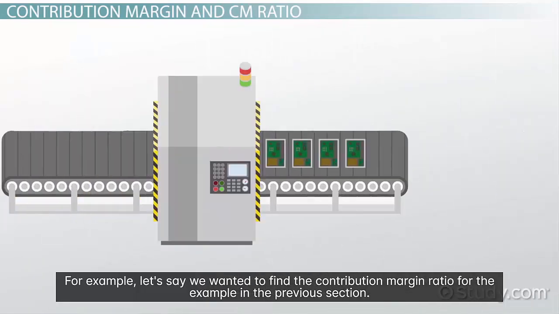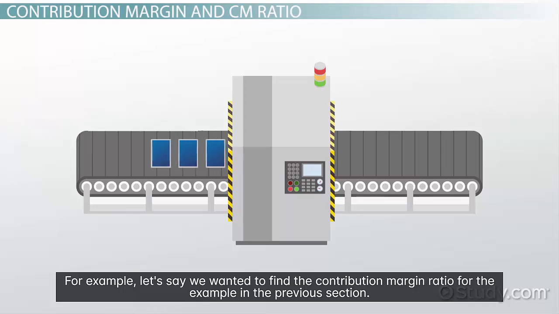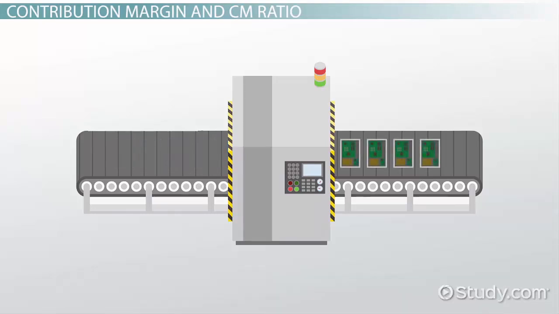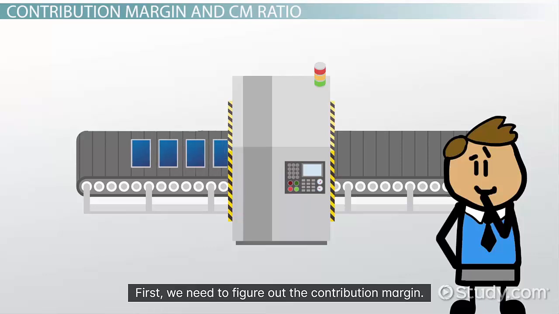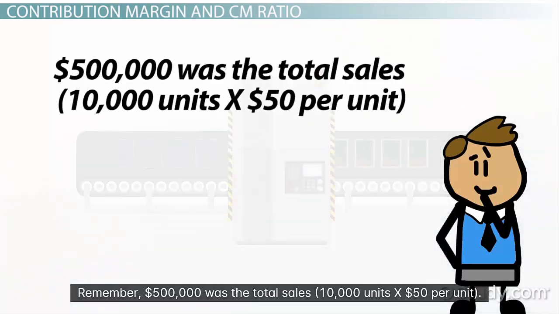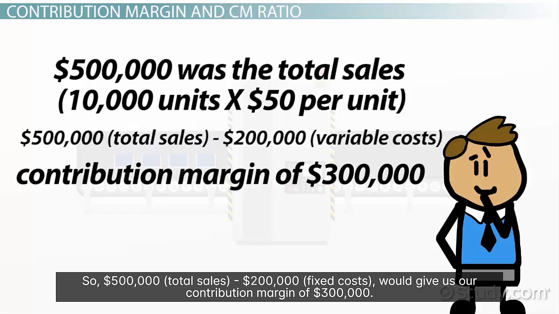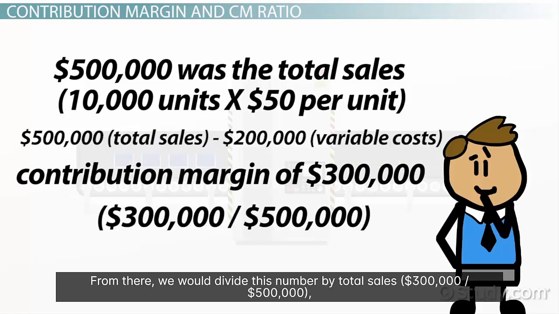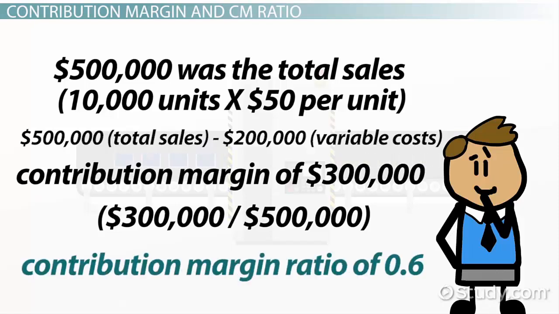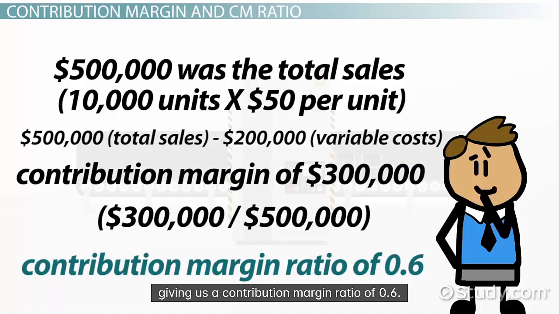For example, let's say we wanted to find the contribution margin ratio for the example in the previous section. First, we need to figure out the contribution margin. Remember, $500,000 was the total sales, 10,000 units times $50 per unit. So $500,000 total sales minus $200,000 variable costs would give us our contribution margin of $300,000. From there, we would divide this number by total sales, $300,000 divided by $500,000, giving us a contribution margin ratio of 0.6.